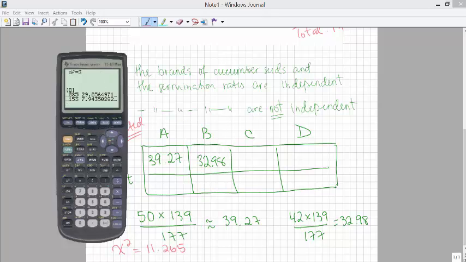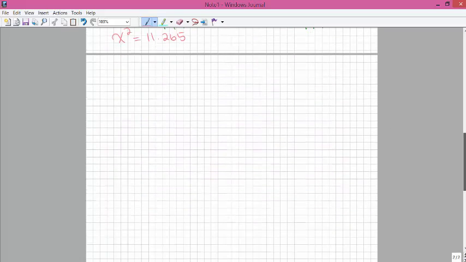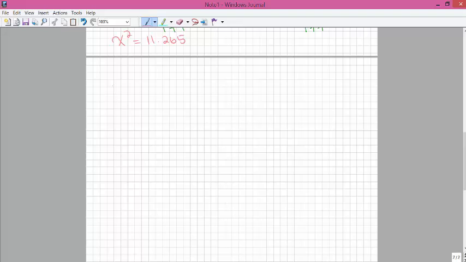Now, are we done yet? Okay, we're actually not quite done, right? So we've computed this value. So now what? We need to compare this to the table value. So how do we do that? Well, let me go ahead and copy this here. So computed chi-squared is 11.265. What about the table value? That one we need to find.